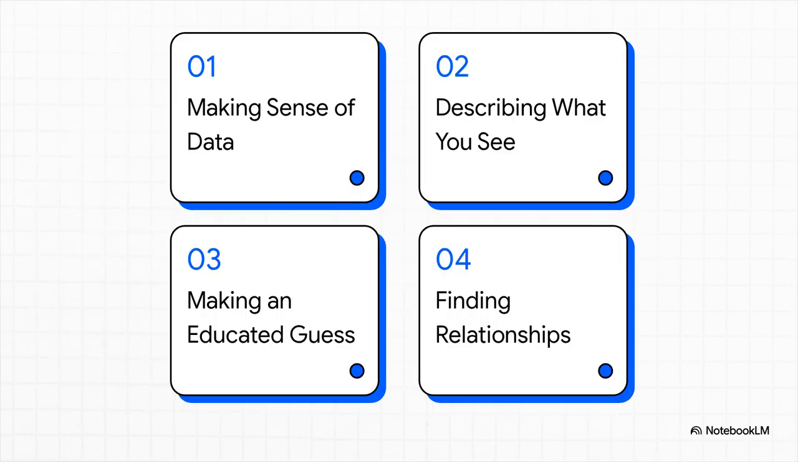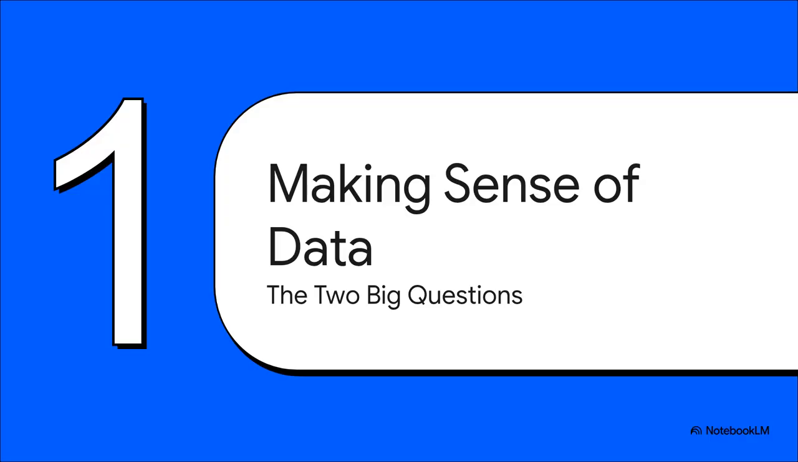So, to get a handle on all of this, we're going to break it down into 4 simple ideas. First, the basics of making sense of data. Then, we'll talk about how to describe what you see. After that, we'll get into how to make an educated guess. And finally, we'll look at how to find those hidden relationships in the numbers.